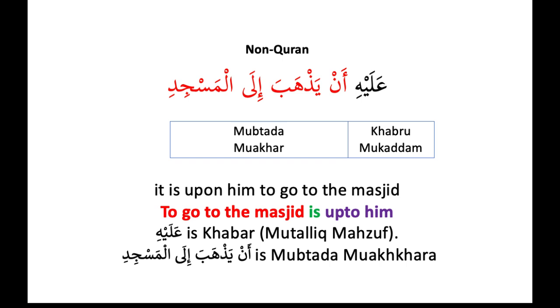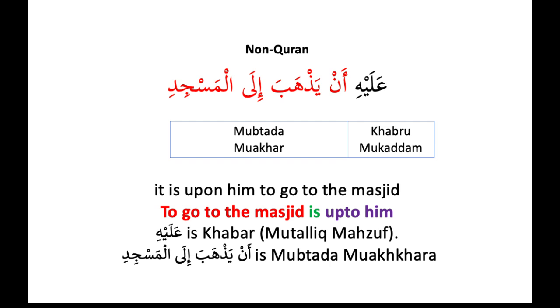Now the same sentence with a slight difference will give us a different interpretation. عليه أن يذهب إلى المسجد. MashaAllah. عليه is a jar majroor. And we know most of the time when a jar majroor comes at the beginning of a sentence, that becomes shibu jumla khabar of a jumlatul ismia. Now look at this. What's the meaning of this sentence? عليه أن يذهب إلى المسجد.